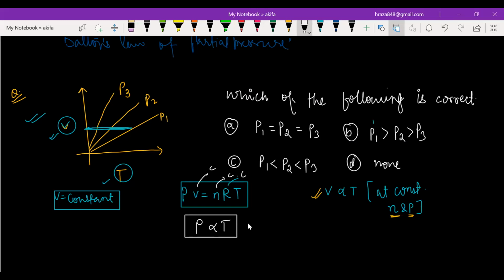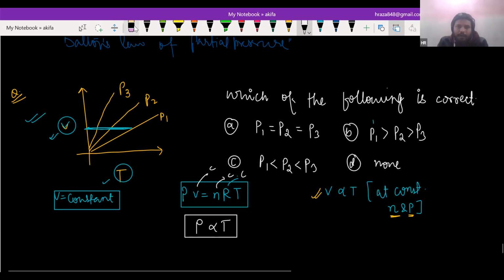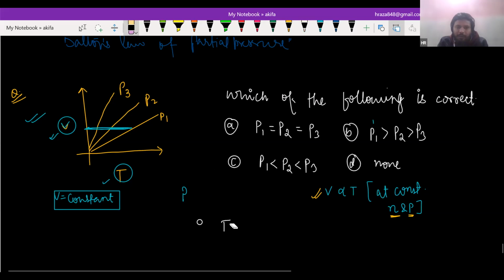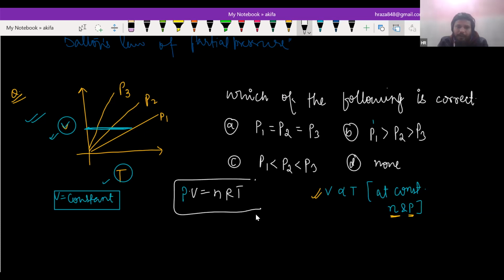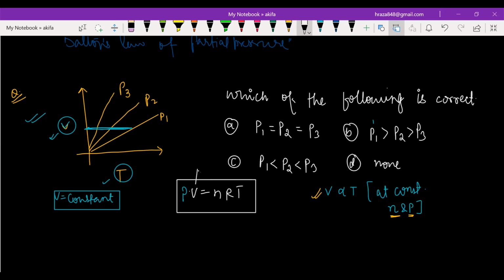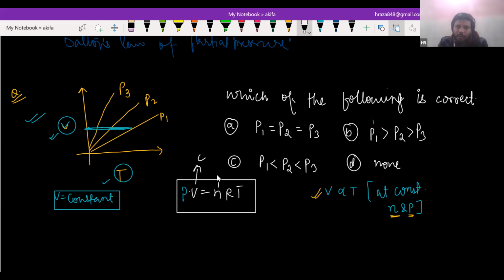Can you explain again? I got disconnected. Okay, no problem. This is basically the ideal gas equation, PV equals nRT. What I just did is make sure that volume is constant. So this is constant, number of moles is constant, and R is also constant. And you can see here that pressure is directly proportional to temperature, right?